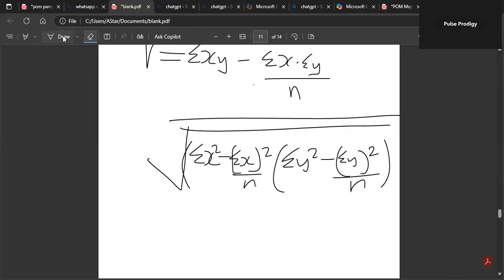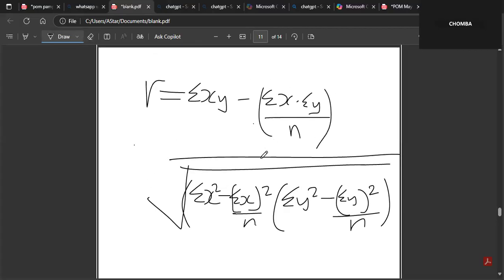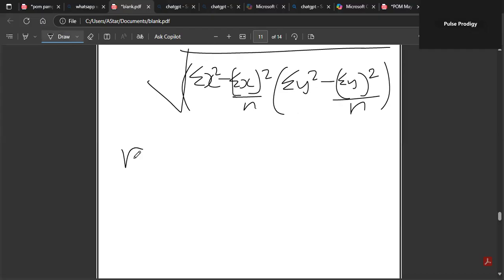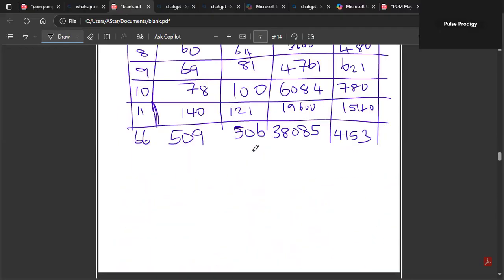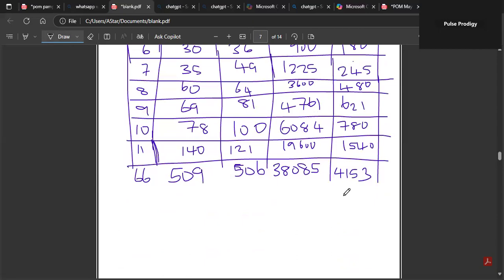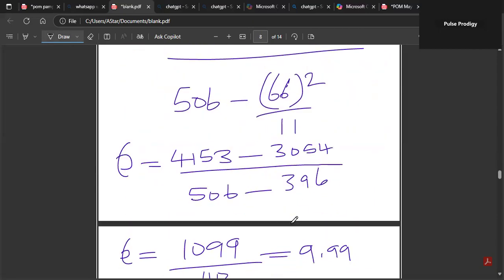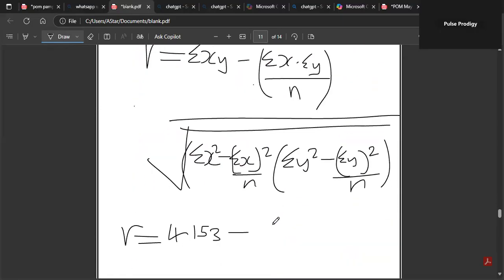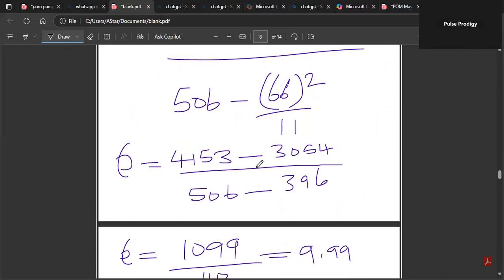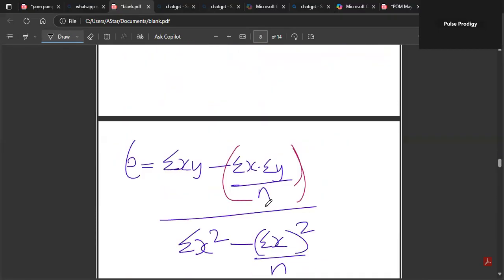Are we together? Yes. So let's find manually our R. 4153 minus, so this is the 4153 coming from here for xy. 4153, okay, minus summation of x is 66, multiplied by summation of y, or summation of y is what? 509.